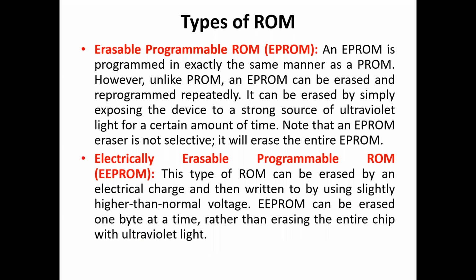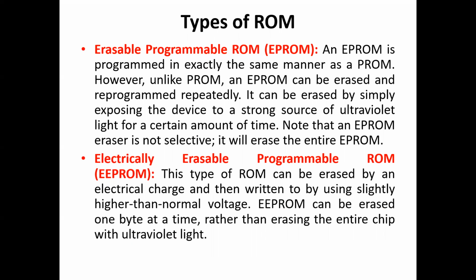Now the question arising is how it can be erased. It can be erased by simply exposing the device to a strong source of UV rays. It takes a certain amount of time, and with the help of the UV rays it is erasable. Note that the EPROM eraser is not selective, it will erase the entire EPROM. It is not like if you want to erase certain content, only that particular content will be erased. Erasable means all the content that has been written in a chip will be erased.